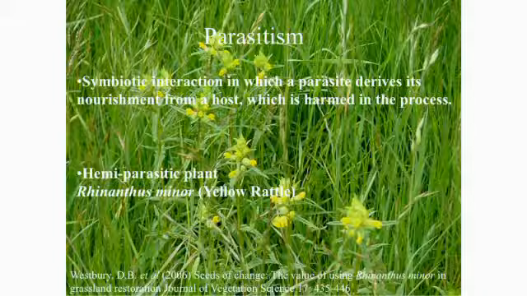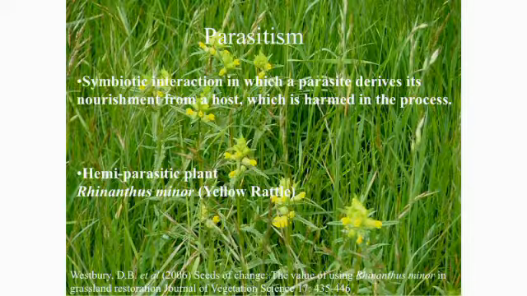First of all is parasitism. So this is a symbiotic interaction in which the parasite actually derives part or all of its nourishment from a host, which is either harmed or in some cases is actually killed in the process. Now, the first example I want to give you is a hemiparasitic plant. And by hemiparasitic, we mean that it only derives part of its resources from its host.